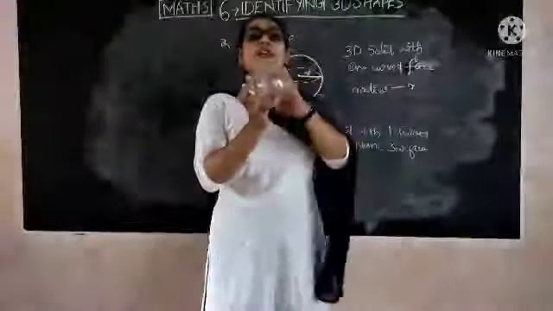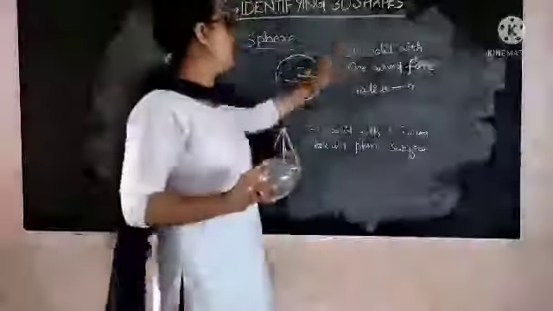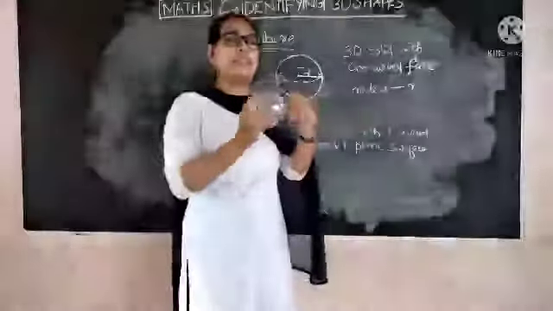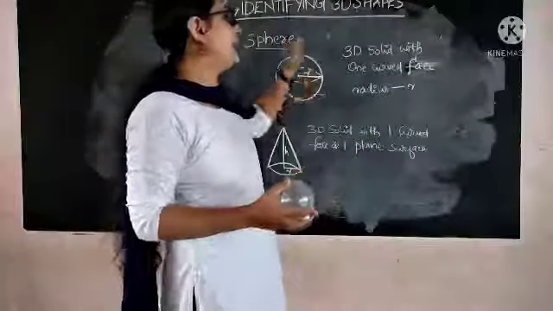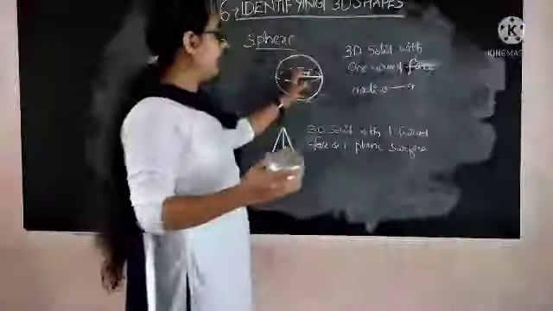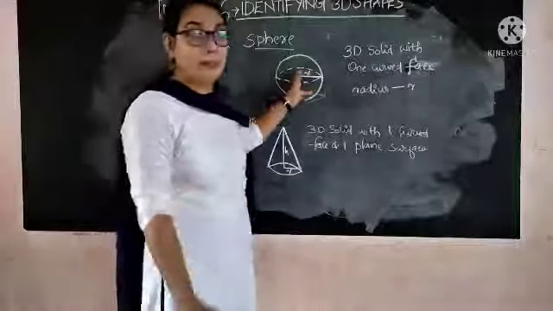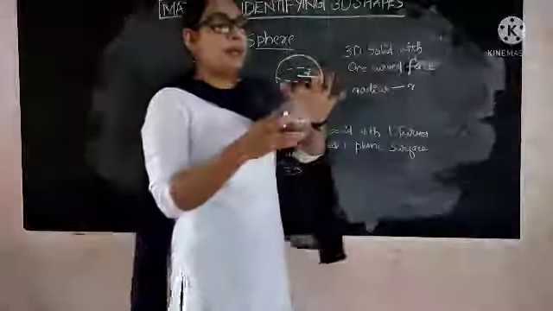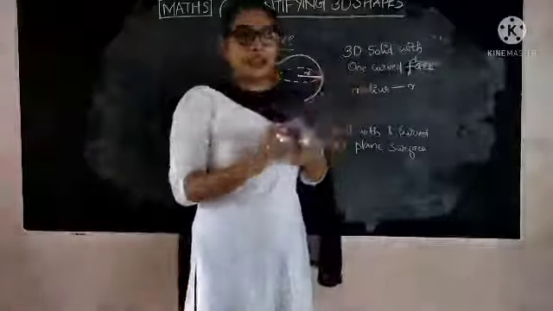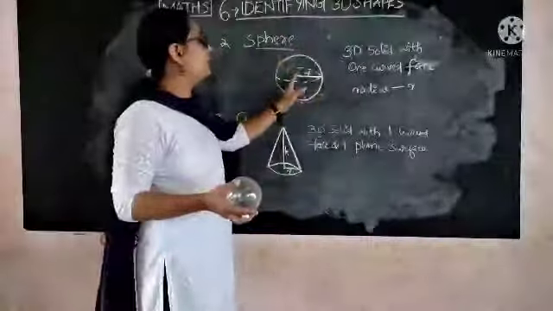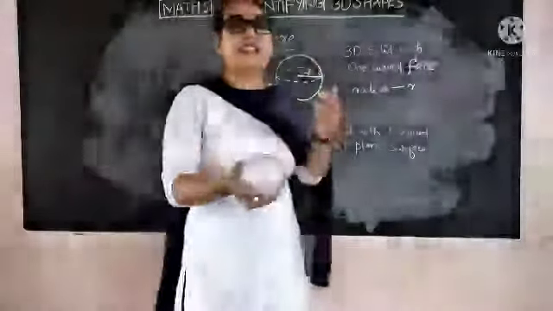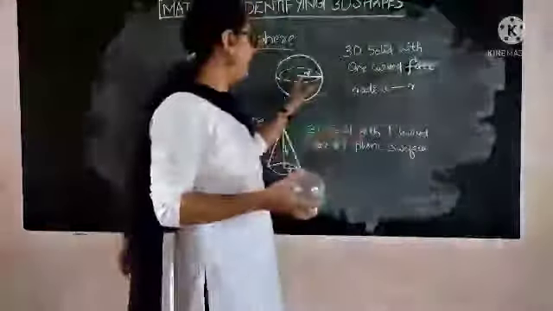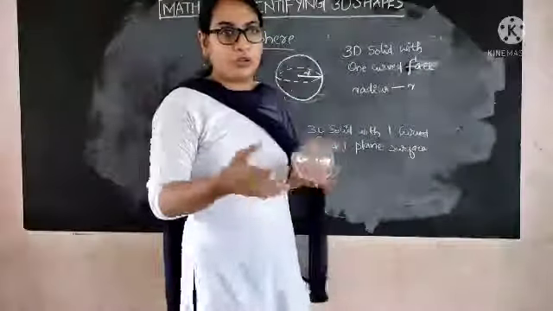Only curved faces are here, which is called a sphere, and a sphere is described by its radius only. What is the radius? The radius is the line joining the center of the sphere with any point on the surface. So for a sphere, there are no faces, no edges, no vertices. Only the radius can be measured for a sphere.